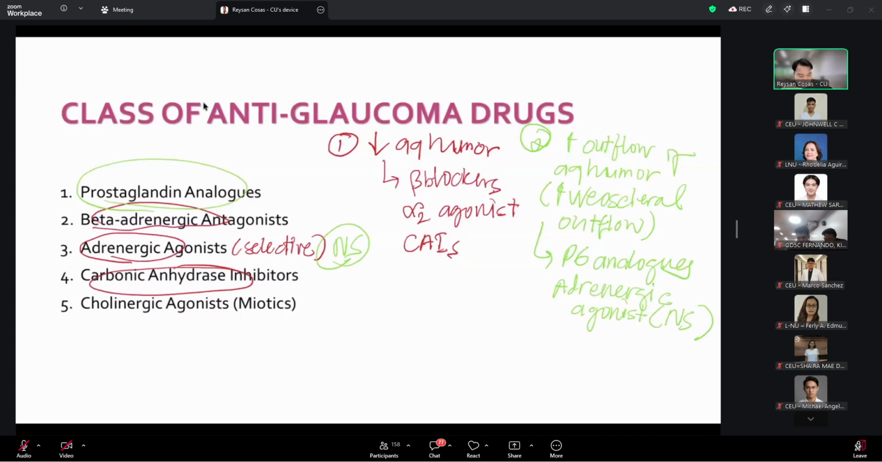And of course, the miotics, or the cholinergic agonists, or we can call them the parasympathomimetics. So these are the two main groups of drugs. We can lower the intraocular pressure in these two ways: by decreasing the production of the aqueous humor, or by increasing the outflow, the uveoscleral outflow of the aqueous humor. Both will reduce IOP.